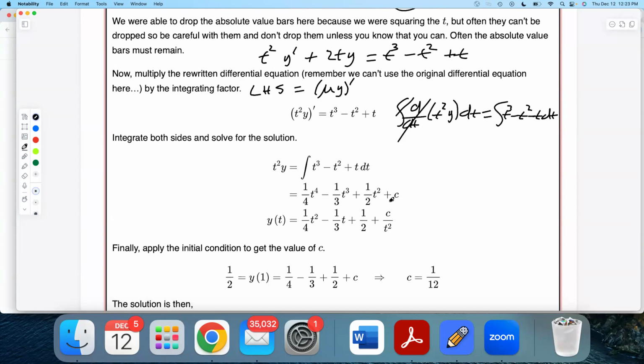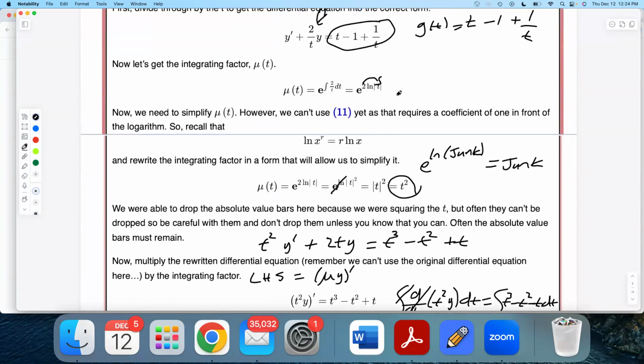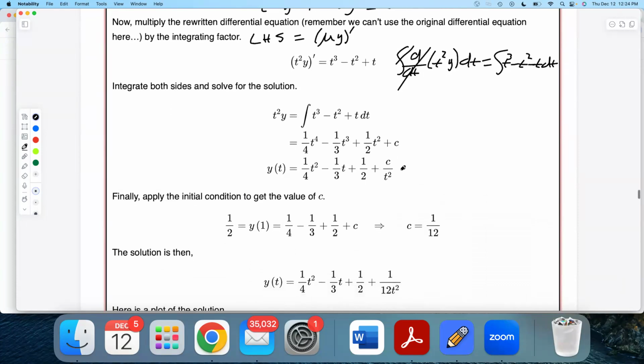This is the moment we're going to put in our plus c. Keep this in mind: when you integrate both sides, that's where you put in a plus c. Never put a plus c into your integrating factor. Notice up here, we did not put any kind of plus c or k. Notice we did not put a plus c on both sides. We're absorbing all of our plus c's right here when we integrate both sides.